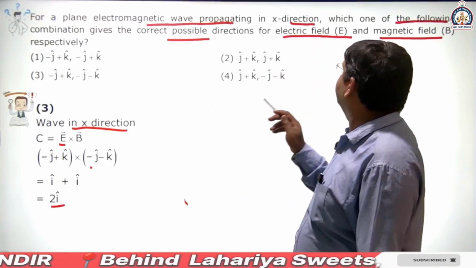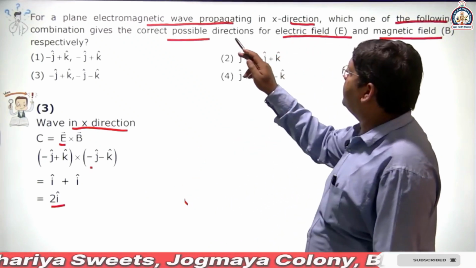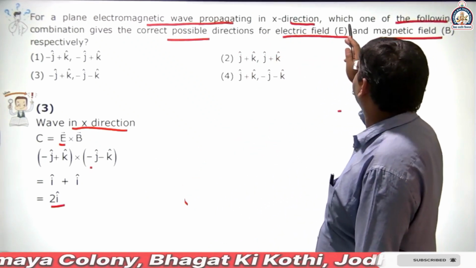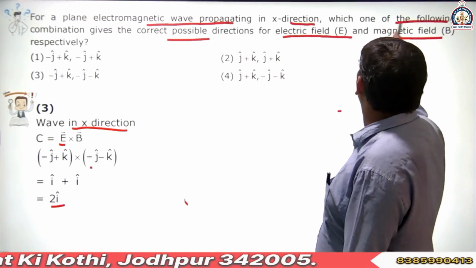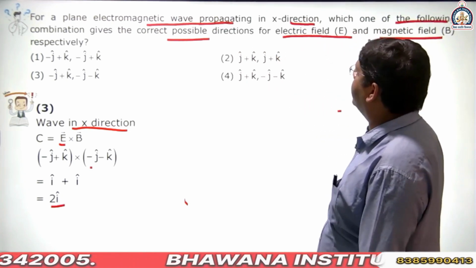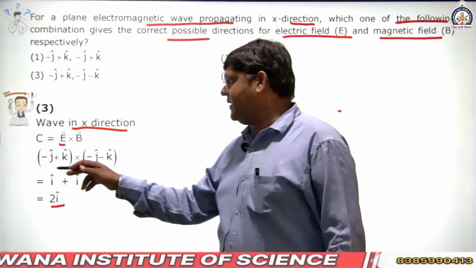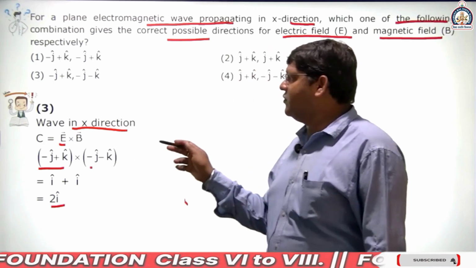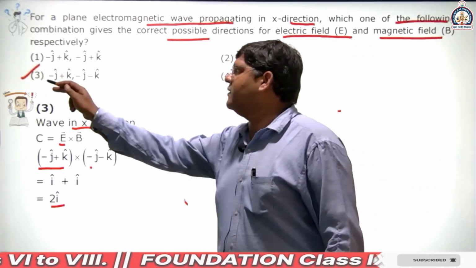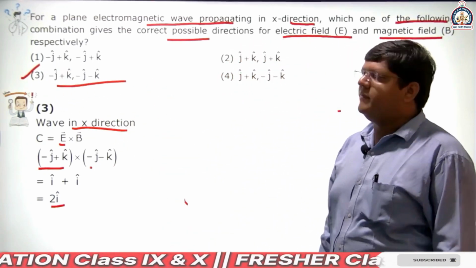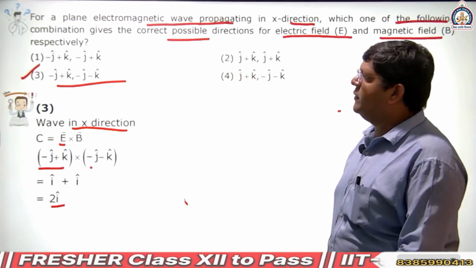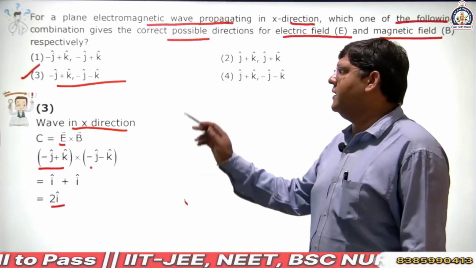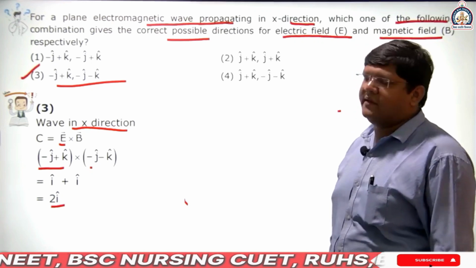On solving, the question says for a plane electromagnetic wave traveling in the x direction, which one of the following combinations is correct? When the wave travels in the x direction, the electric field is given as this and the magnetic field is given as this. The required option is 2i. So the combination that satisfies is option number 3, when E value is minus j plus k and the other value is minus j minus k.